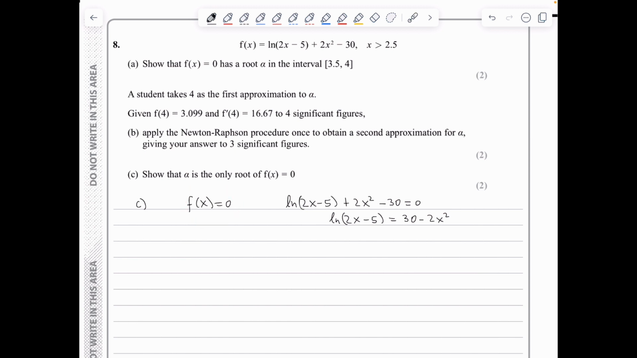So let me start by considering y equals ln of 2x minus 5. We know that we can never have ln of 0. That will give me the asymptote.